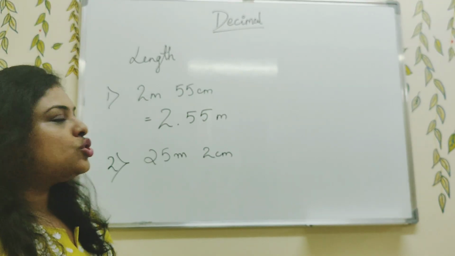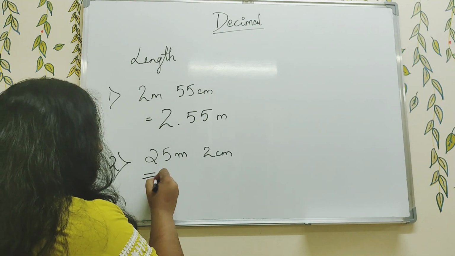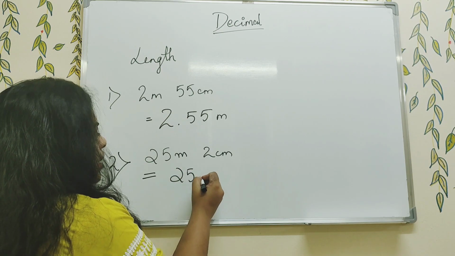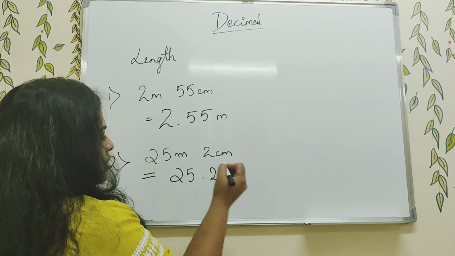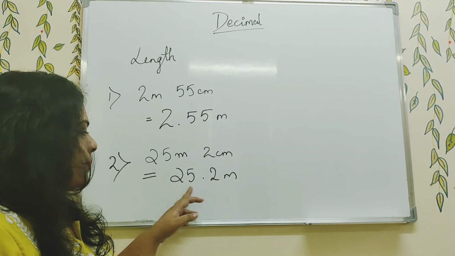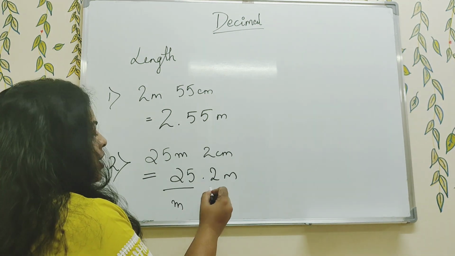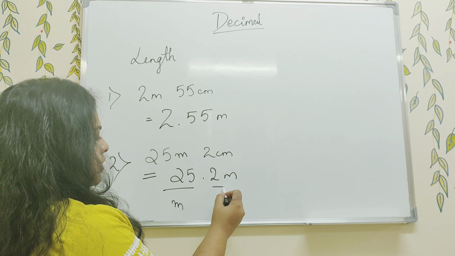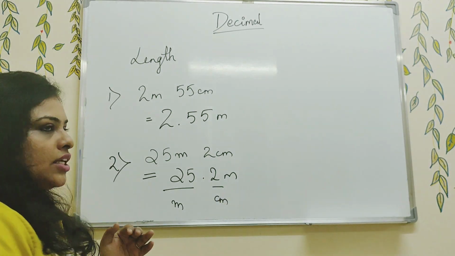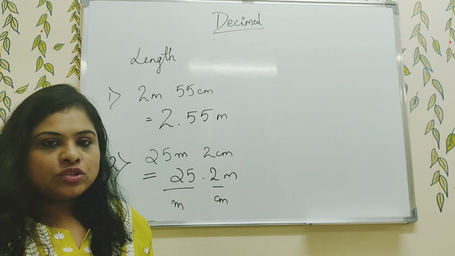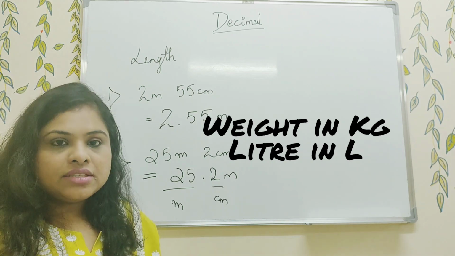25 meters and 2 centimeters. When we convert this, it becomes 25.2 meters. The number before the point is meters and the number after the point is centimeters. It also applies with respect to weight, with respect to liters, etc.